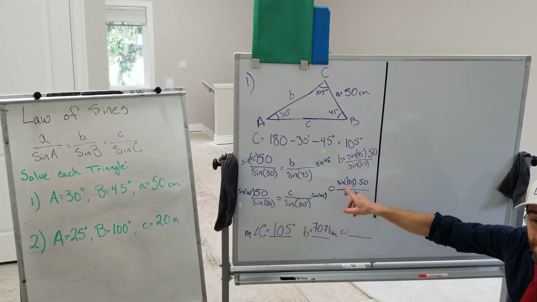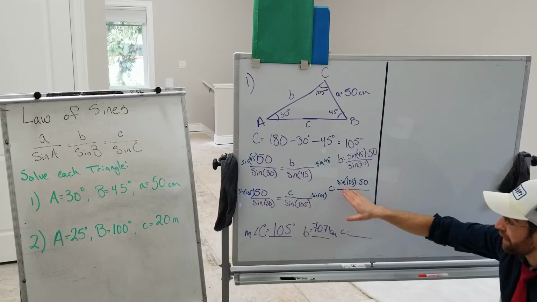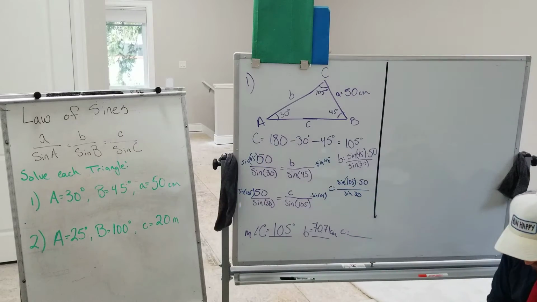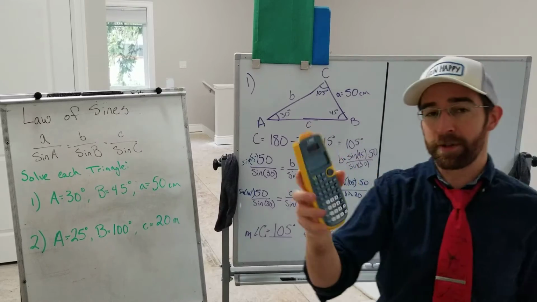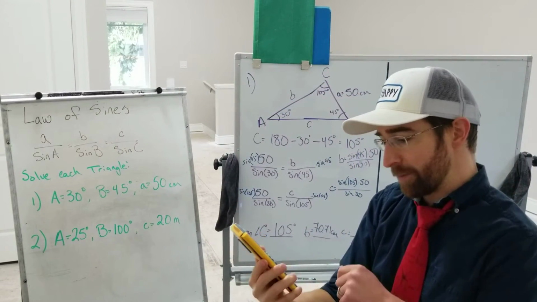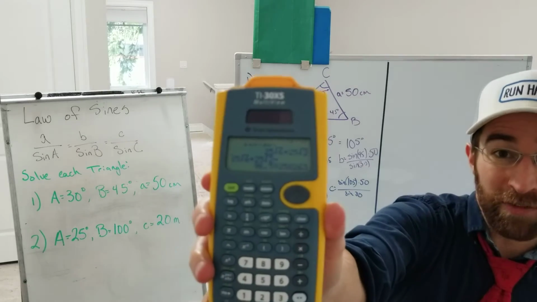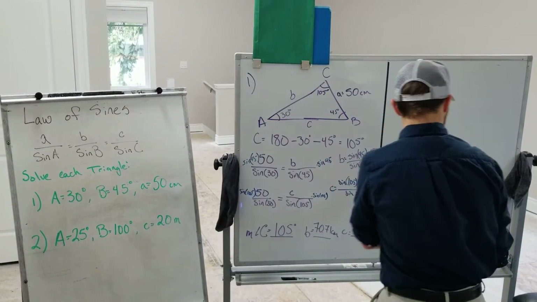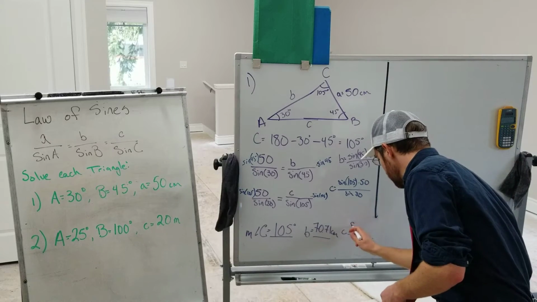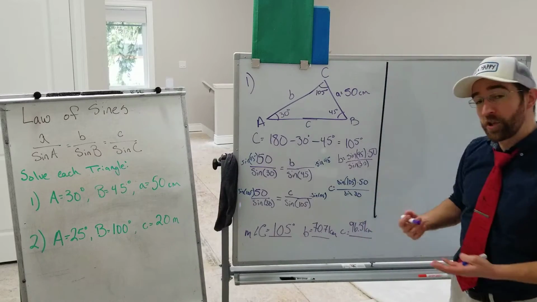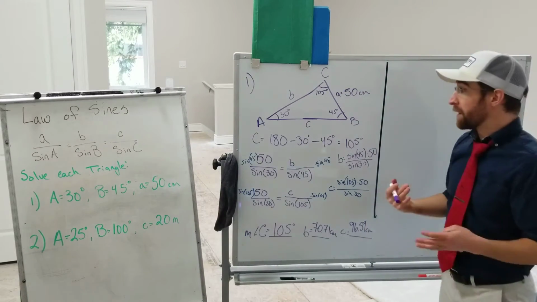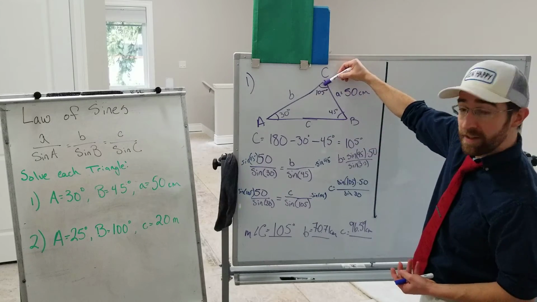Notice I'm not writing the decimal for sine of 105. I'm typing sine of 105 into my calculator. So sine 105 times 50 over sine 30. And I get 25 root 6 plus 25 root 2. I want it as a decimal, so it's about 96.59. We get 96.59 centimeters.